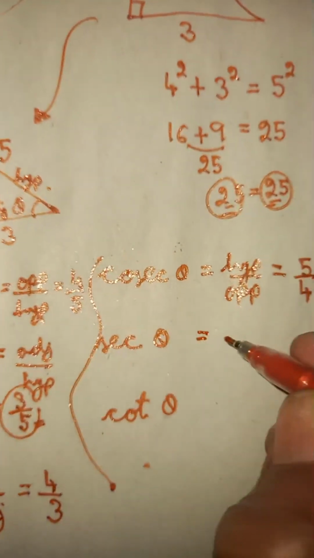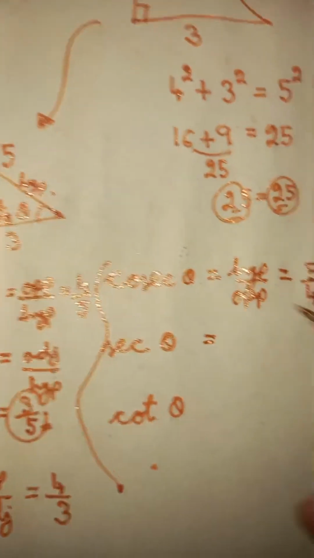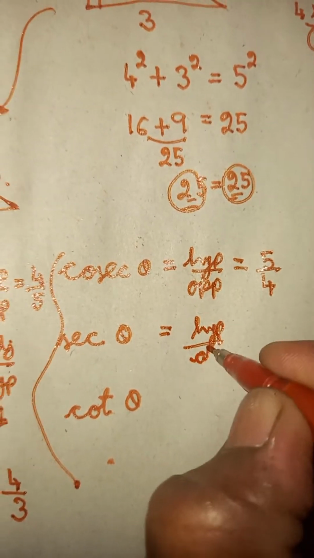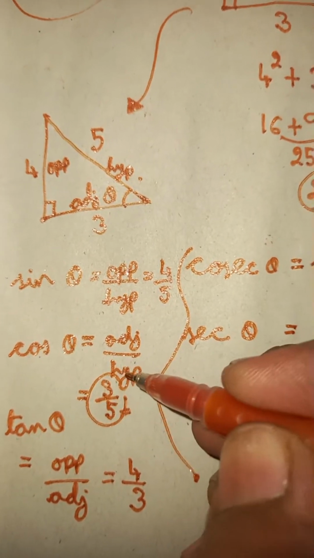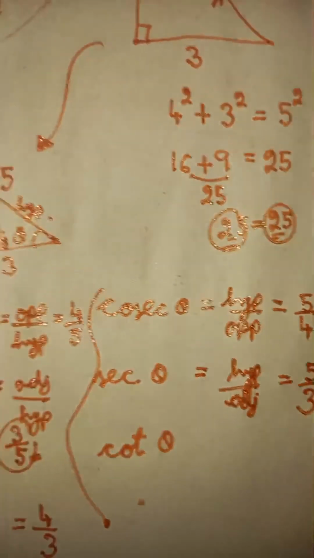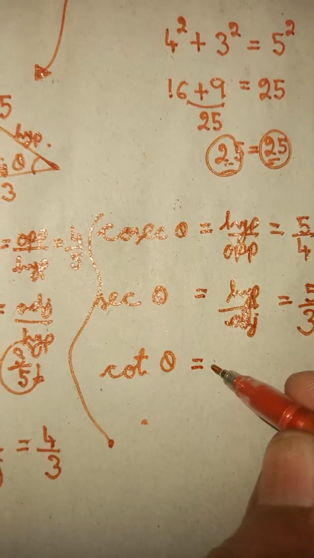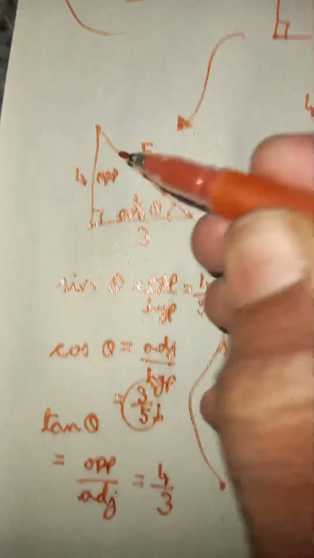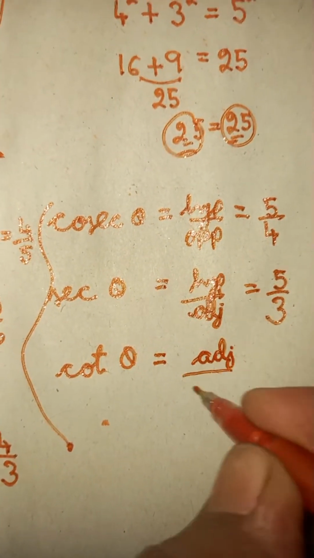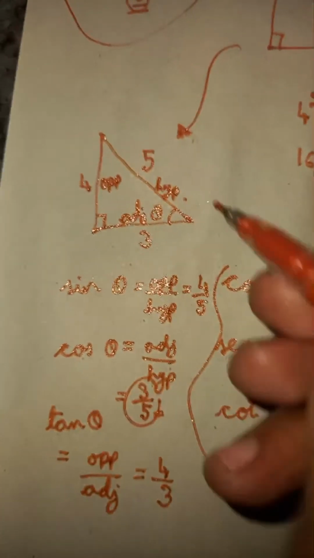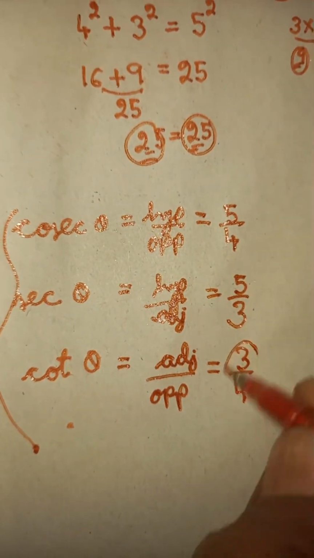Let's take secant theta. Secant theta is the reciprocal of cos theta, which means the reverse of it, that is hypotenuse by adjacent. The reciprocal of 3 by 5 becomes upside down, that is 5 by 3. You can verify here: hypotenuse by adjacent. Now let's find out what cot theta is. Cot theta means adjacent by opposite. Tan theta is opposite by adjacent, and adjacent by opposite becomes cot theta. Here adjacent is 3 units and opposite is 4 units, so it becomes 3 by 4.